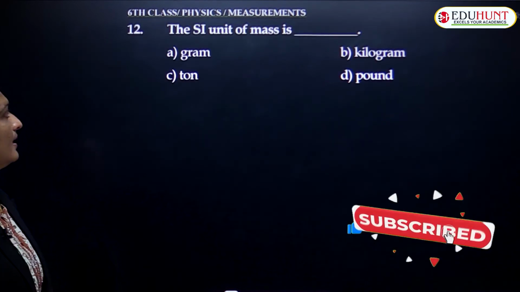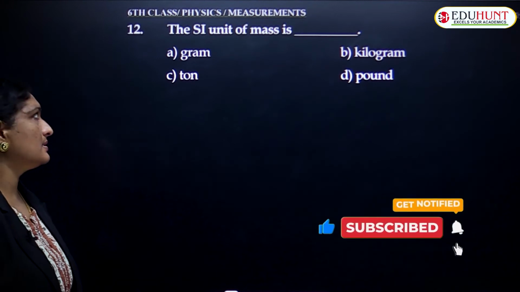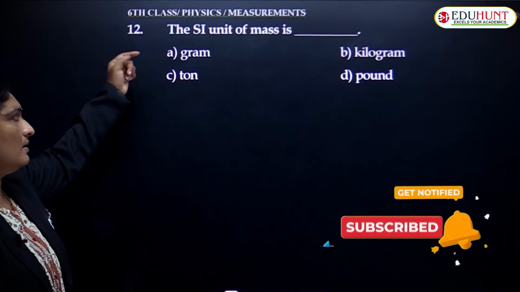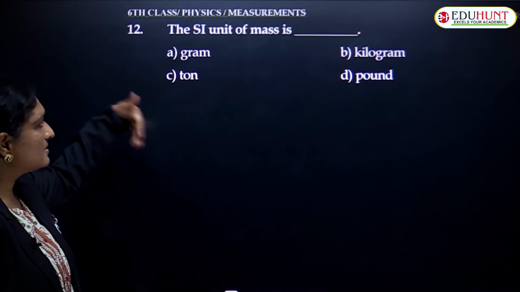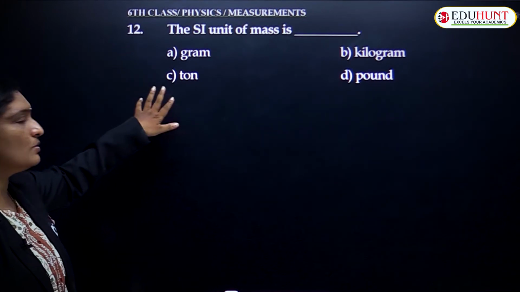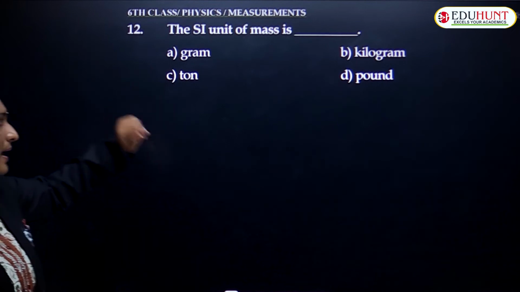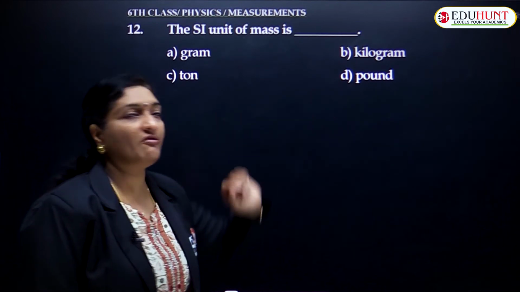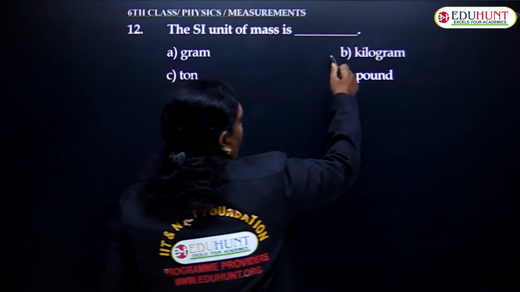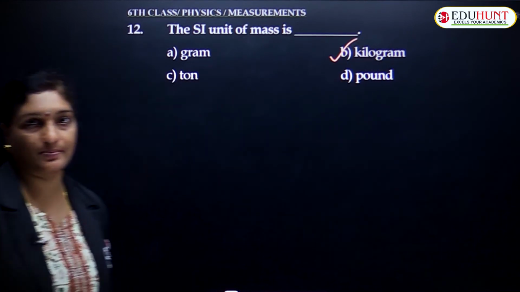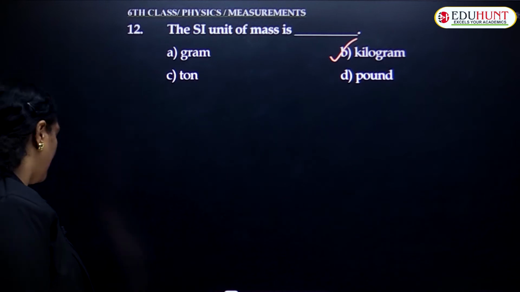Next, the SI unit of mass is, so gram is a unit of mass, but it is in CGS system. Ton is a multiple, also a unit of mass, but of some higher value. Pound is the unit of mass in FPS system, and in SI system, mass is measured in kilograms. Hence, your answer is option B.